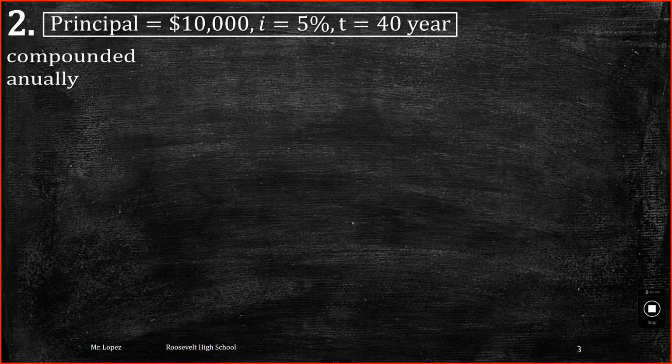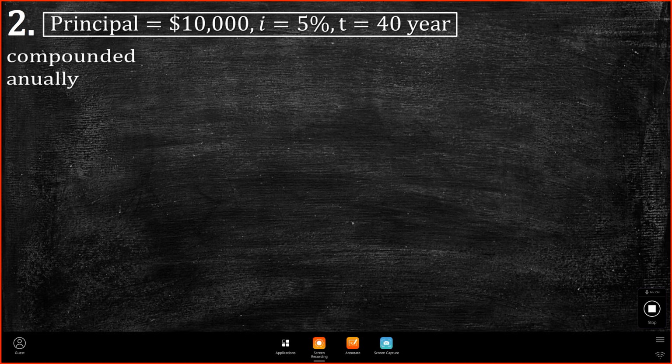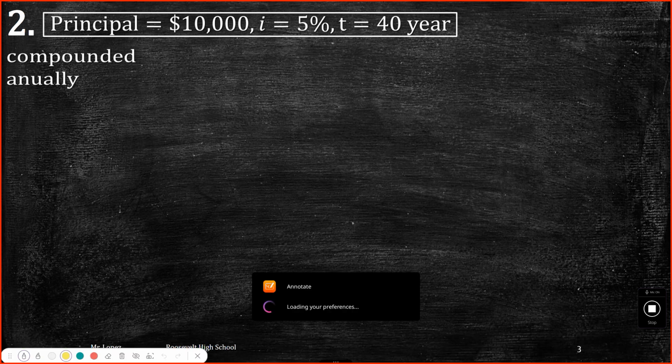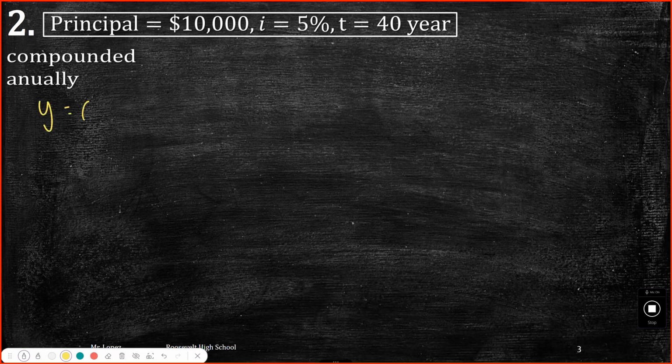So compounded investments is an exponential investment. It is an exponential function. So anytime it says compounded, you're automatically going to write down y equals a times b to the power of x.